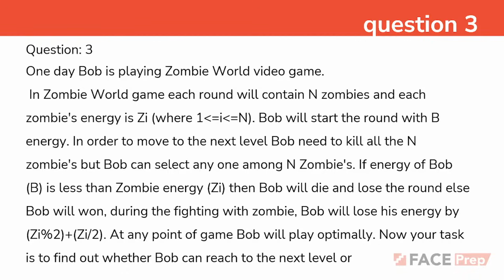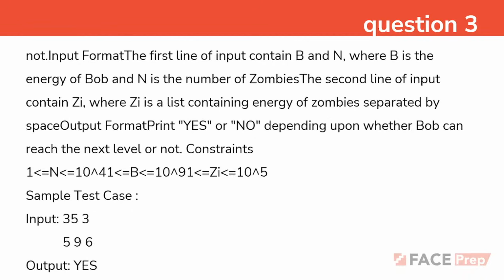If the energy of Bob, B, is lesser than the zombie energy Zi, then Bob will die and lose the round, else Bob will win during the fight with the zombie. Bob will lose his energy by Zi mod 2 plus Zi by 2. At any point of the game, Bob will play optimally. Now your task is to find out whether Bob can reach the next level or not.